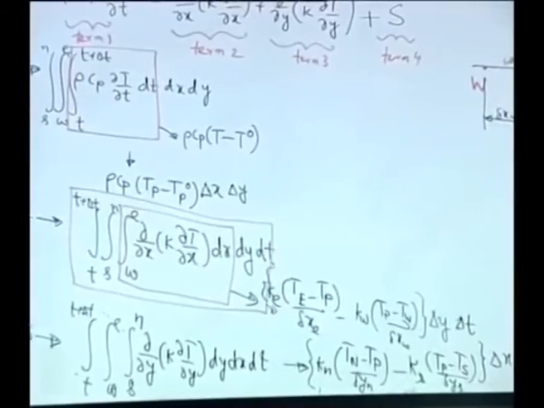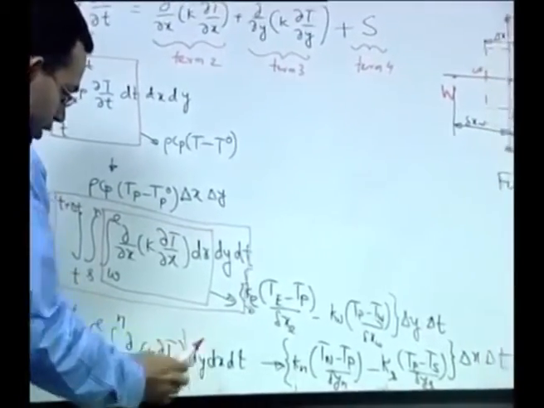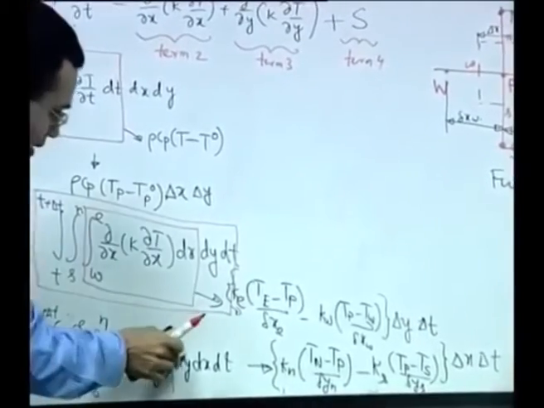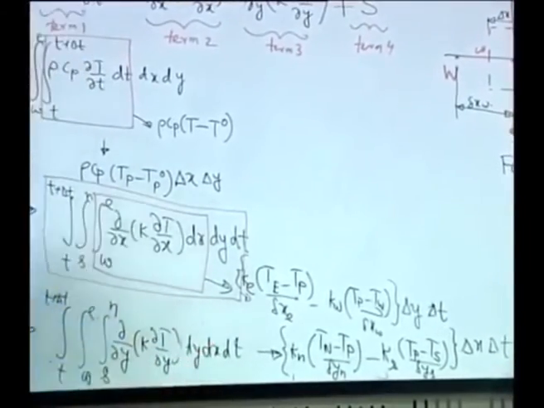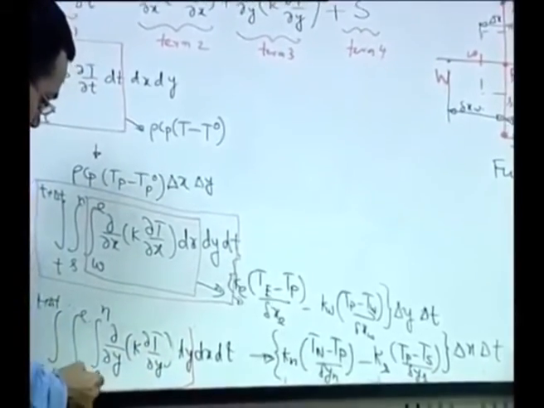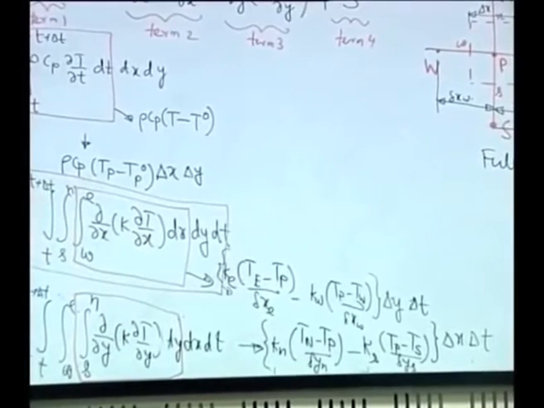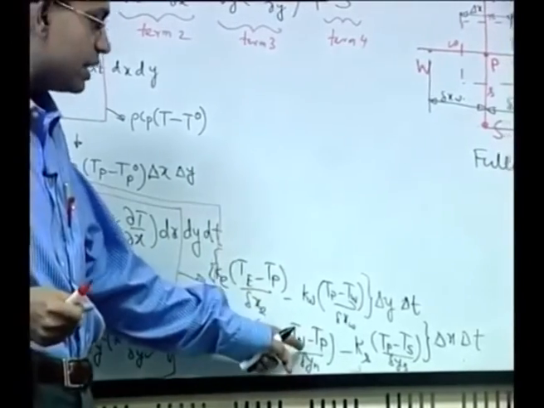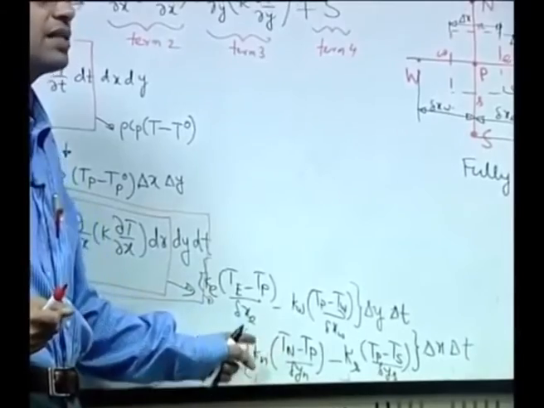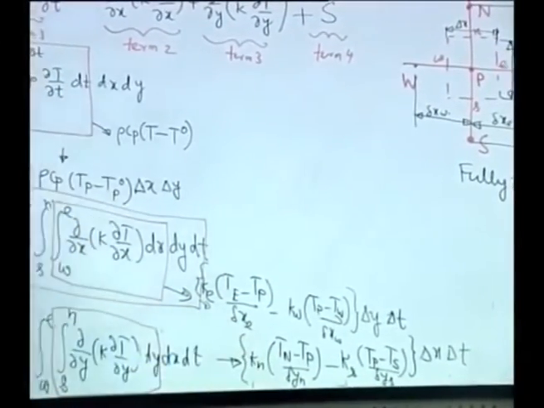So here also what you do, you first integrate with respect to y, and then with respect to x and with respect to t, because it is fully implicit, T remains the same as that at the end of the time step, okay.